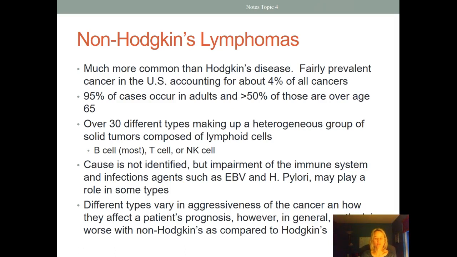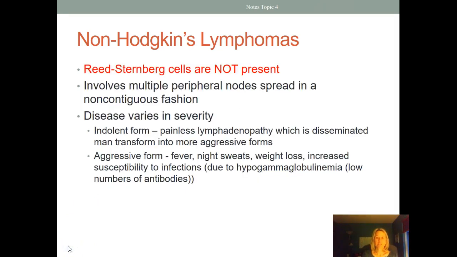But remember, there's a huge number of types. And they vary in aggressiveness and how the cancer may affect a patient's prognosis. However, the outlook is generally worse in non-Hodgkin's than with Hodgkin's. Okay, so with a non-Hodgkin's lymphoma, the Reed-Sternberg cells are not present, and non-Hodgkin's lymphoma involves multiple peripheral nodes, and they tend to spread in a non-contiguous fashion, kind of randomly throughout the body. The disease varies in severity.